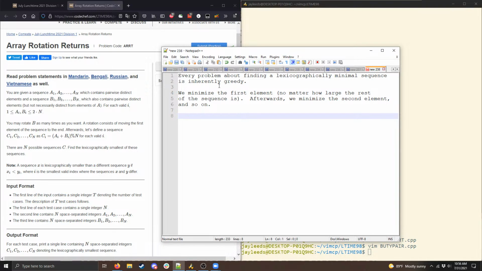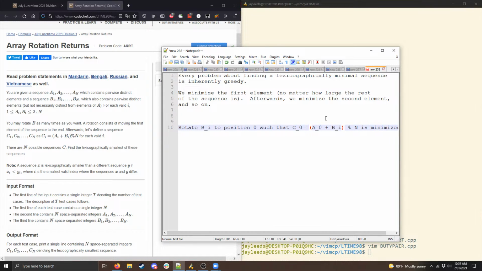Okay. So what that means is that we're going to try to rotate b sub i to position 0 such that a sub 0 plus b sub i mod n is minimized. Because whichever element of b we rotate to position 0 is going to be b sub 0 in the end. And so this thing is going to be c sub 0. So we're essentially trying to rotate such that we're minimizing a sub 0 plus b sub i mod n.